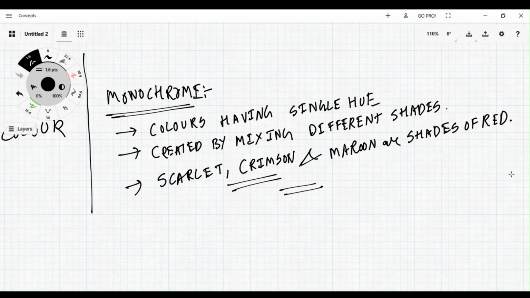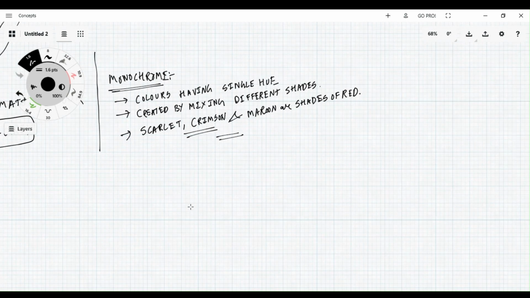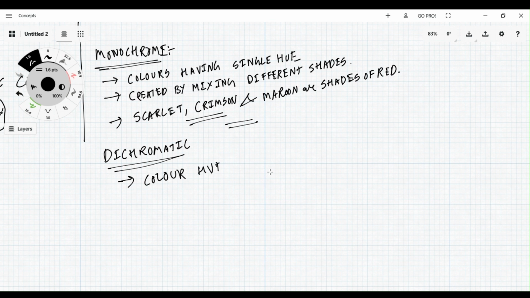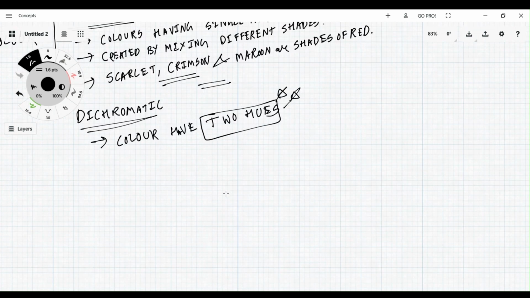First I have seen achromatic color. Achromatic color is without any hue. The examples are white, black, and gray. Then I have come to monochrome. Monochrome colors are colors having a single hue. So then what is dichromatic colors? As the name suggests, guys, it is having two hues. Single hue is monochrome. Mono, single. Di, dichromatic, it is having two hues. That means we are mixing two colors and preparing the drawing. Then it is dichromatic, colors have two hues.